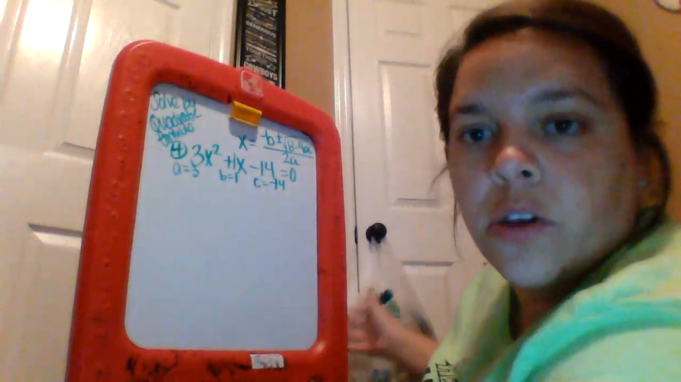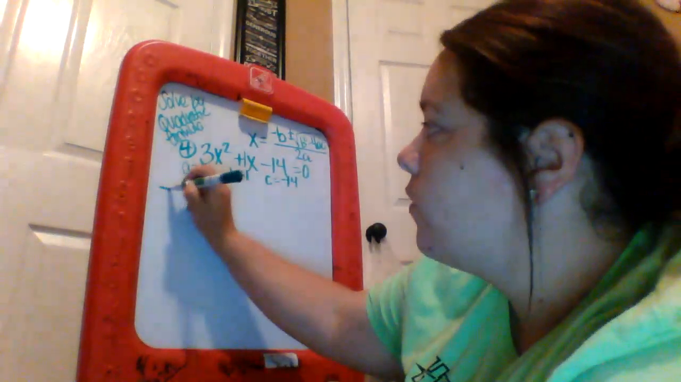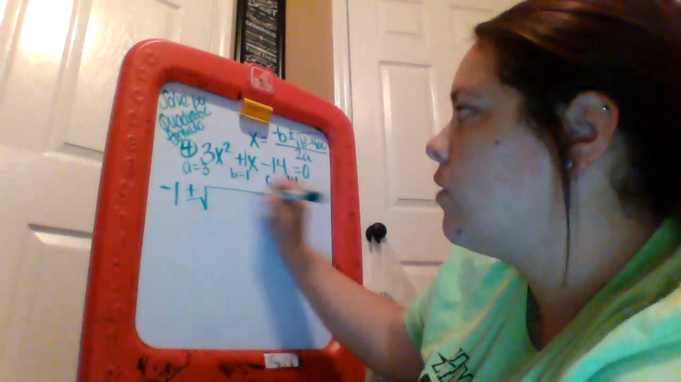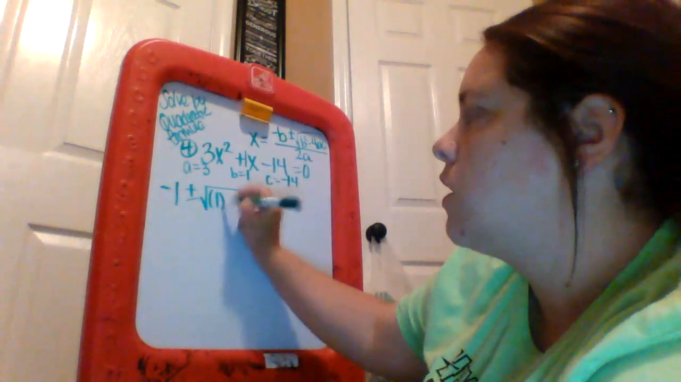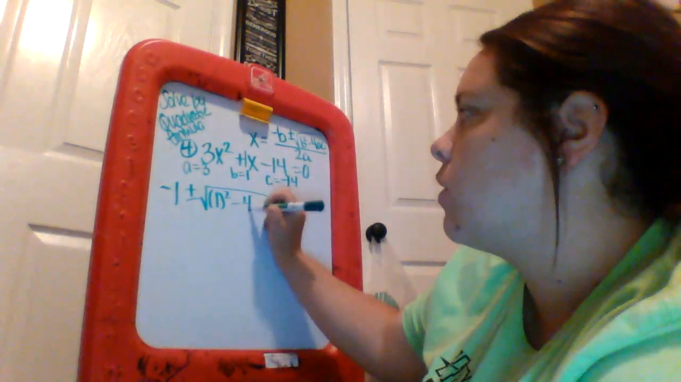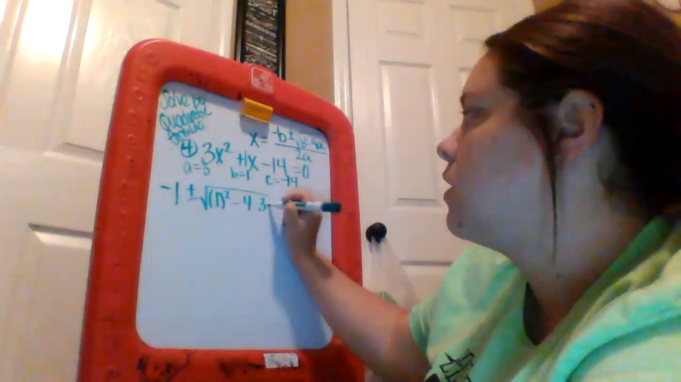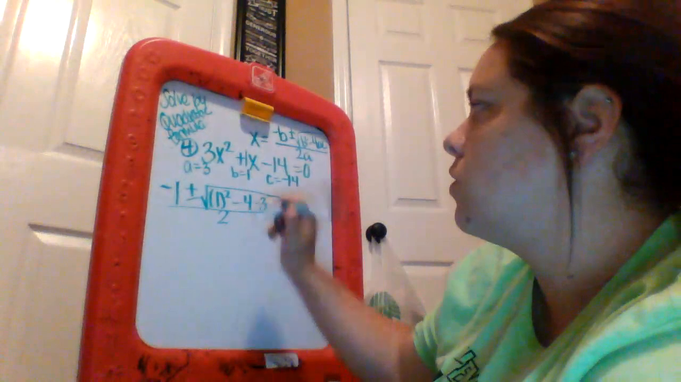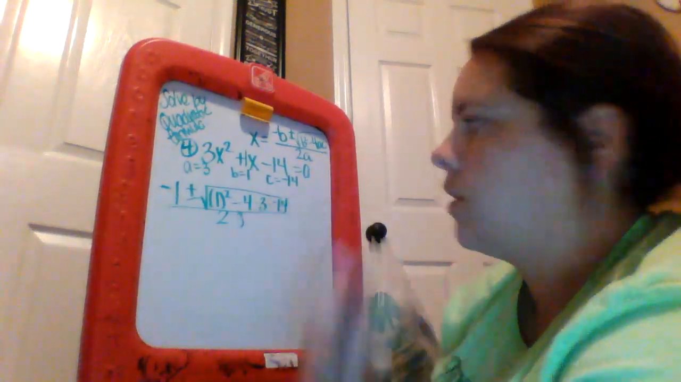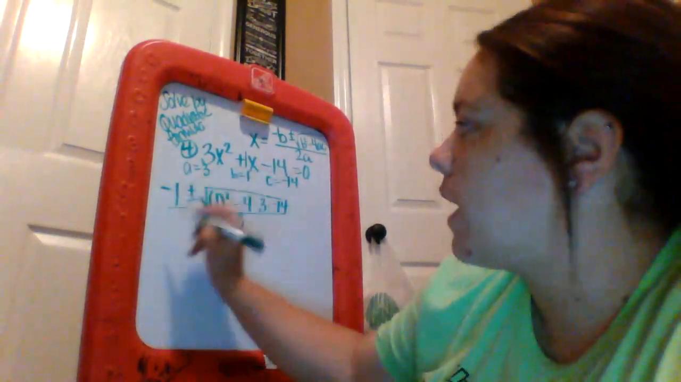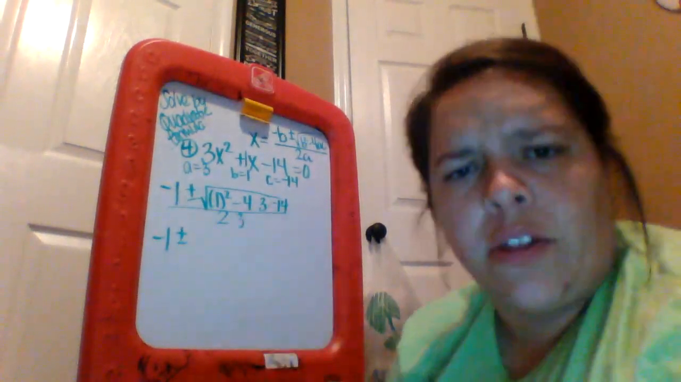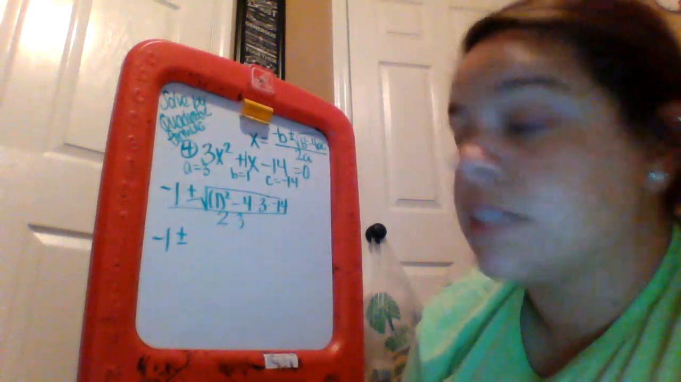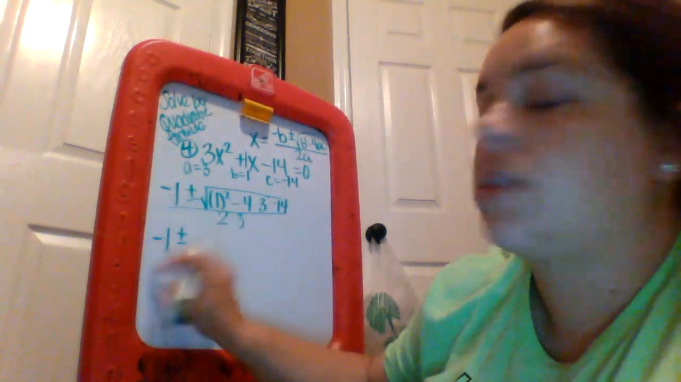All right. So the quadratic formula is negative, and then B is positive 1, plus or minus the square root of B squared. So 1 squared minus 4 times A, which is 3, times C, which is negative 14, all over 2A, which is 3. All right, so negative 1, and that one stayed negative. All the other 3 that we did, it became positive because it was a negative number, so it was a negative, which made it positive. This is a negative positive 1, so it stays negative 1.